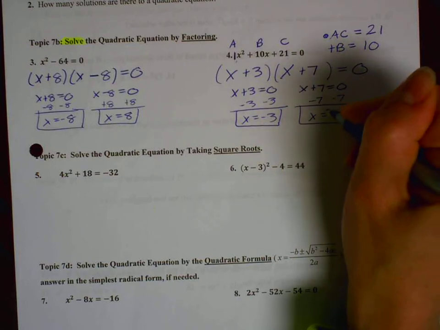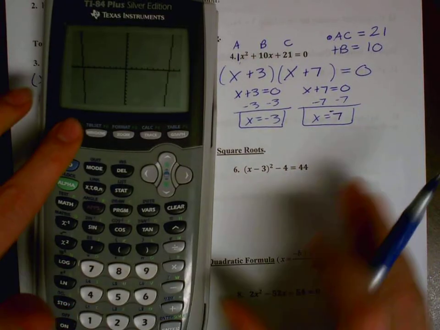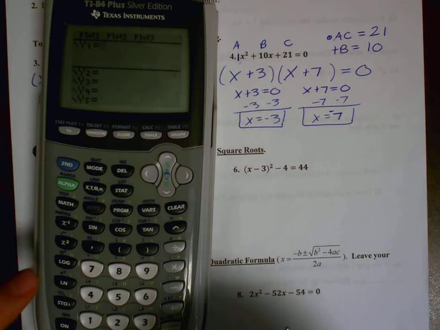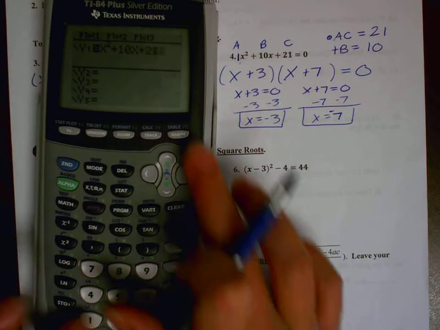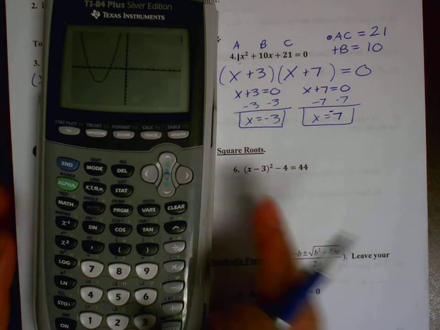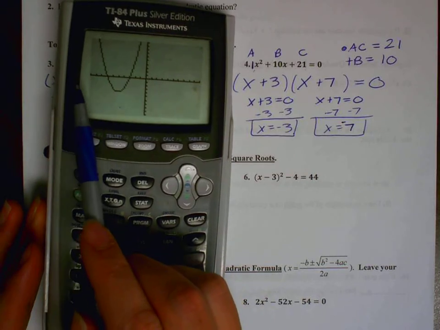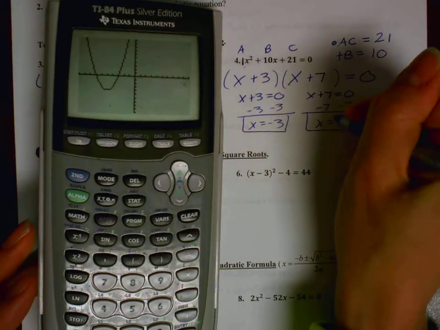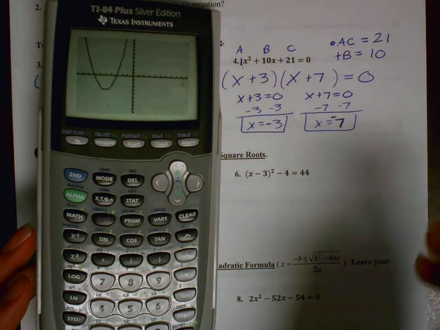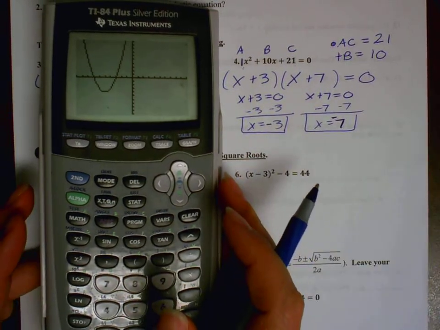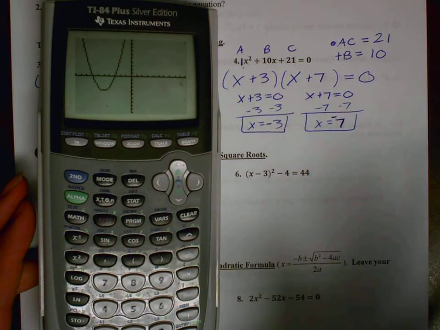Oops, negative 7. Again, you should take the couple seconds it will take you to go in your calculator, hit y equals, put in x squared plus 10x plus 21 and graph, and see, does it go through negative 3 and negative 7? Yes, it does. So those are my two answers. I have x equals negative 3, and that's a negative. x equals negative 7. The two places where it crosses the x-axis. The roots, the zeros, the x-intercepts, the solutions.